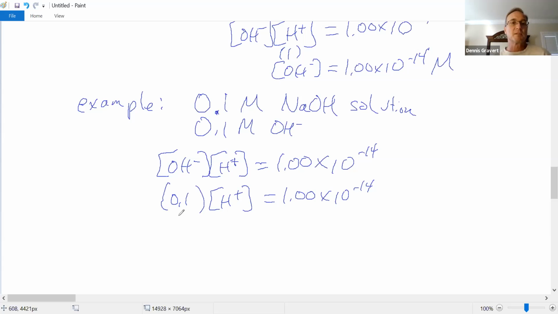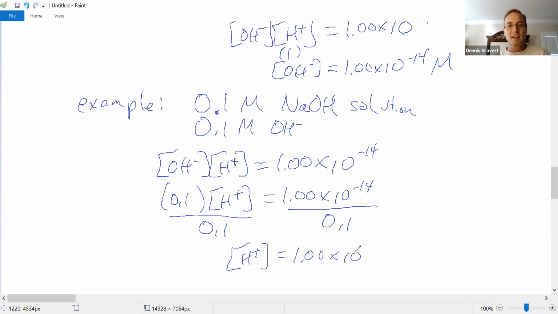And now let's do the algebra. Divide both sides by 0.1. And you can calculate how many H plus ions are present in this 0.1 molar sodium hydroxide solution. If you do the math, it's 1.00 times 10 to the minus 13. Brackets means molarity. 10 to the minus 13, that's a tiny number, but it's not zero. Pretty close to it, but not zero. So when you multiply this times 0.1, you get the equilibrium constant of water, the Kw.